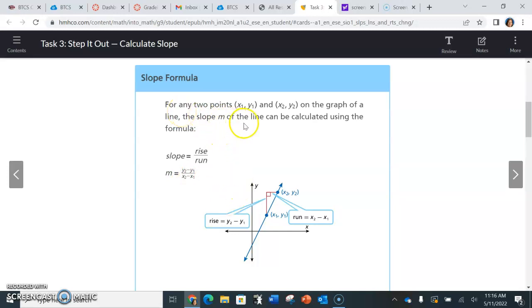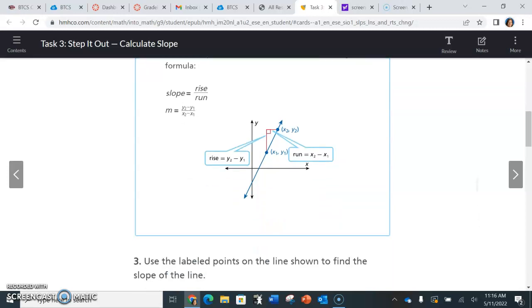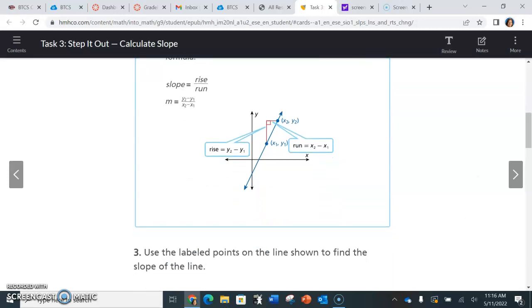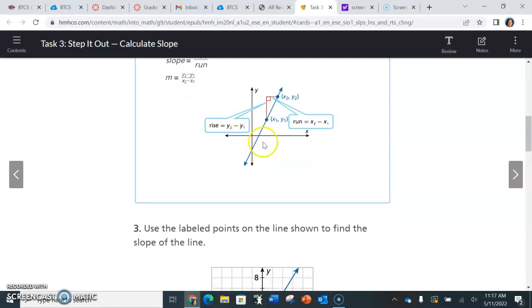So it says for any 2 points, x1, y1, and x2, y2 on the graph of a line, the slope m of the line can be calculated using the formula. All right, and the formula is easy, again, if you just make sure that when you have 2 ordered pairs, you use them in the same order. See here you can see x1 and y1. This is your x and y from your first point, and this is x2 and y2, so your x and y from your second point.